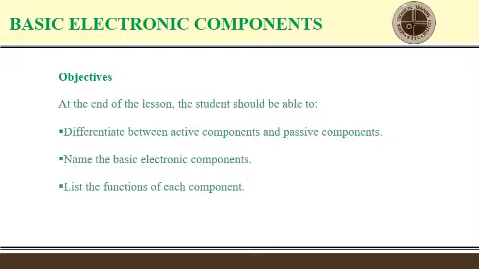Today we are going to learn about basic electronic components. The objectives for today's class are: one, to differentiate between active and passive electronic components; two, to name the basic electronic components; and three, to list the functions of each component.